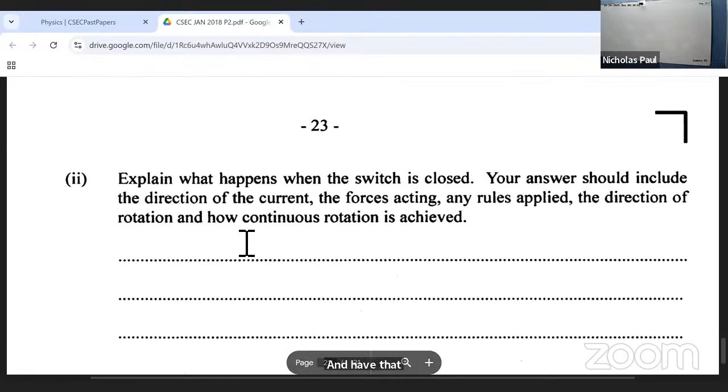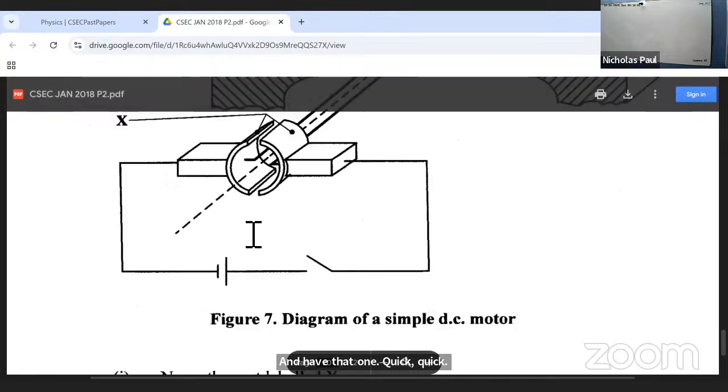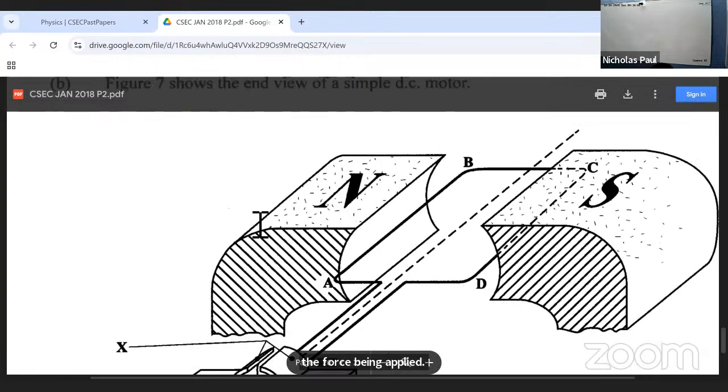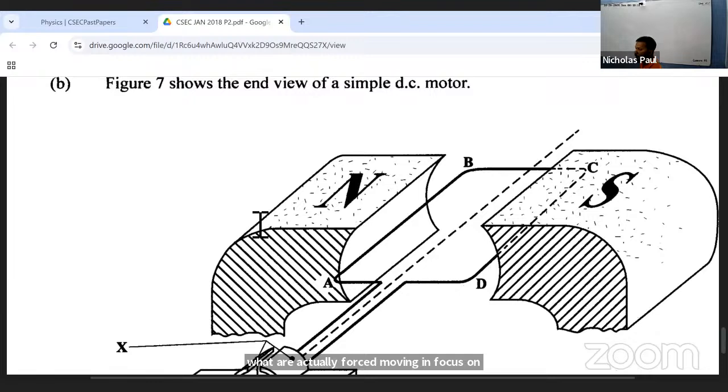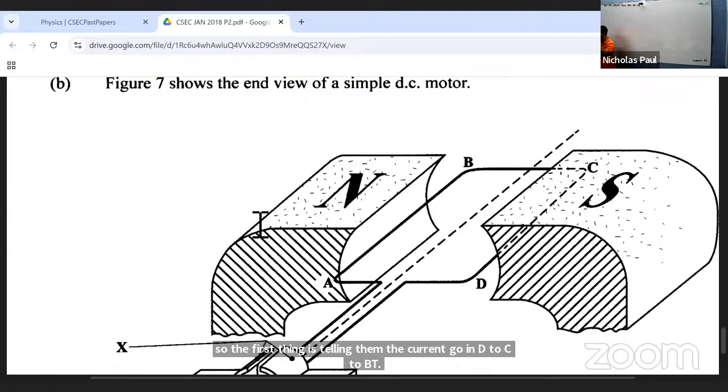What is the force being applied? What direction is the force moving in? Focus on AB. What direction is the force on AB, up or down? You can use anyone. So the first thing is telling them the current is going D to C to B to A. Then use the left hand rule and figure out the direction of the force.